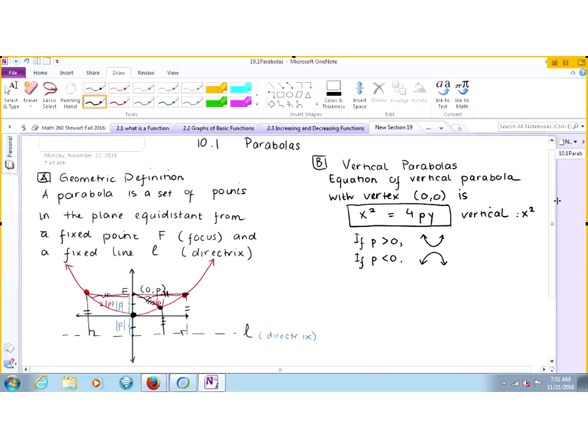Are we okay so far? Now, this line right here is called the focal diameter. From this point to this point, the length is called the focal diameter, and in Latin it's called latus rectum.